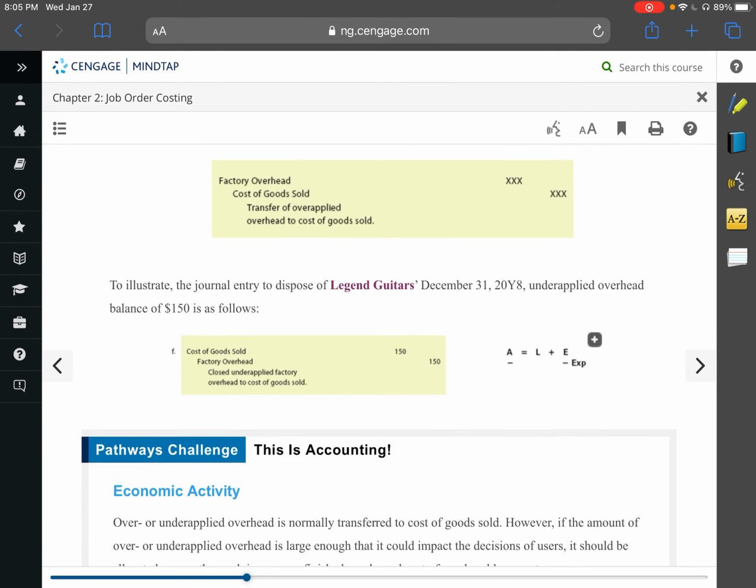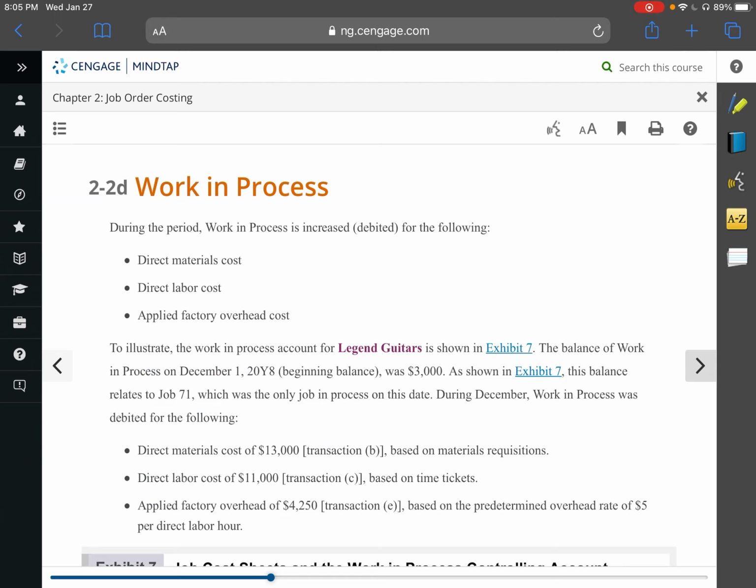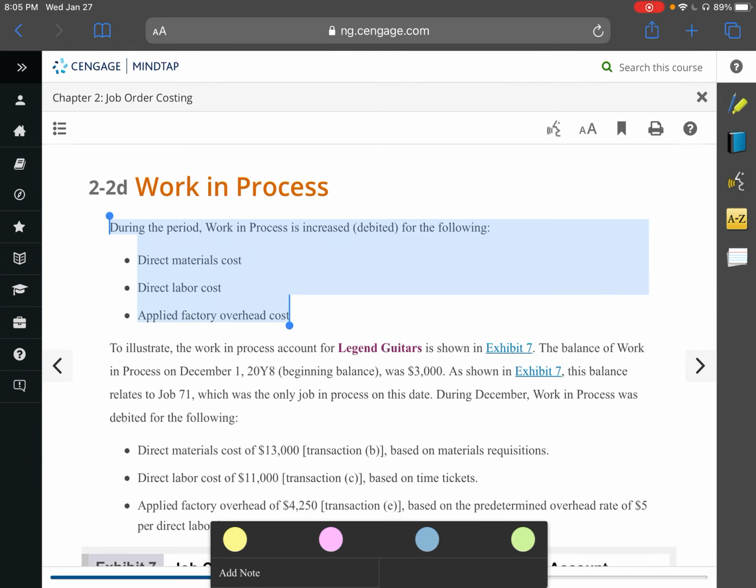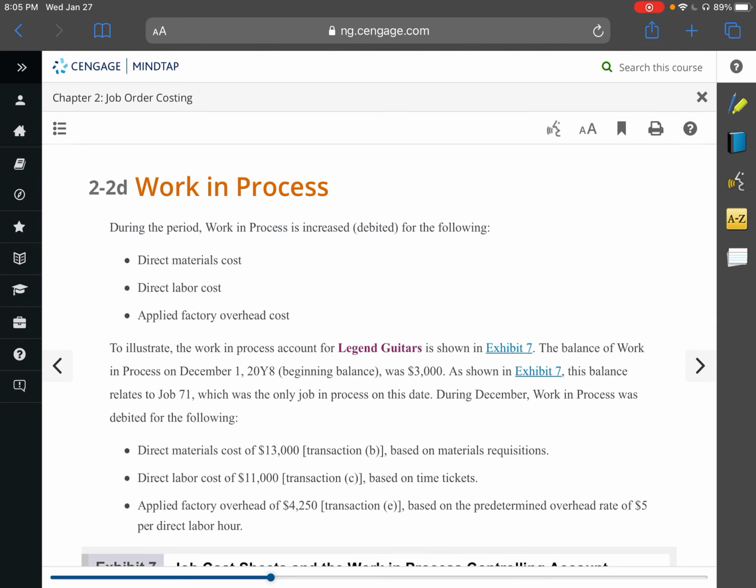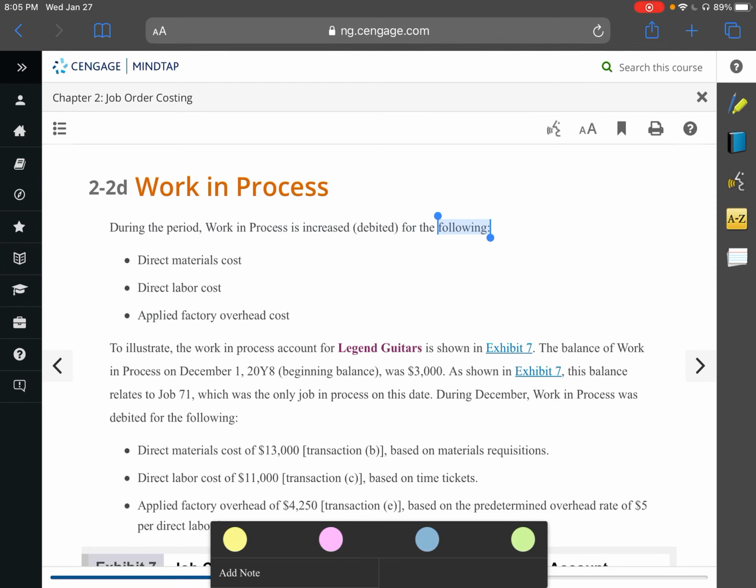All right. So let's go forward and let's look at work in process. So during the period, work in process is increased for the following. So work in process is increased for direct materials cost, it is increased for direct labor cost, and then it is increased as we apply factory overhead to work in process.